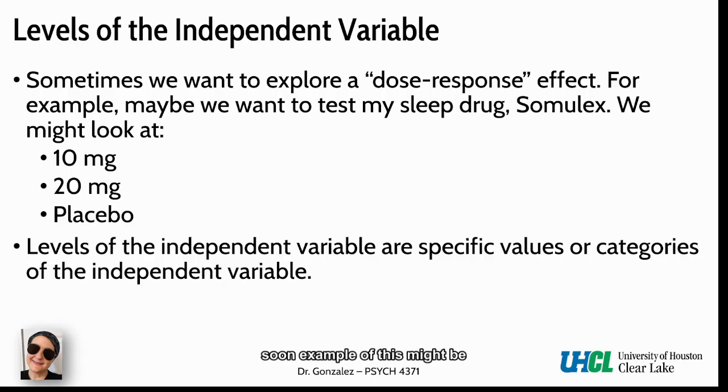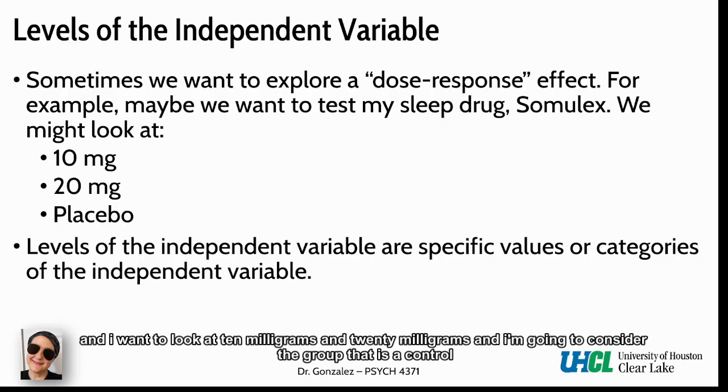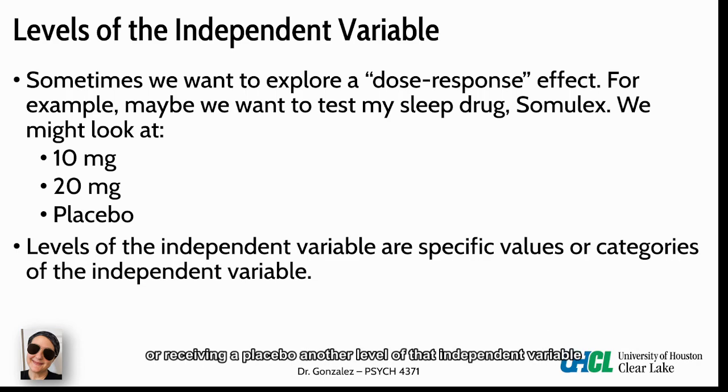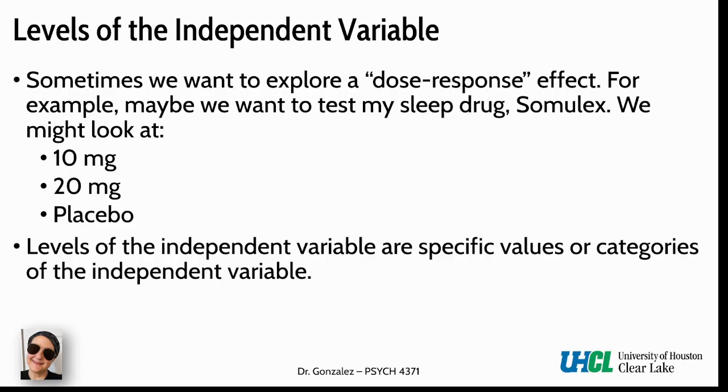So an example of this might be the sleep drug that I have invented, Somulex, right? And I want to look at 10 milligrams and 20 milligrams, and I'm going to consider the group that is a control or receiving a placebo another level of that independent variable. It just happens to be 0. So those levels of independent variables are going to be specific values or categories of your IV.